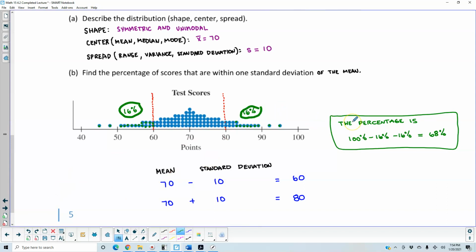Since we're looking for the percentage, we know the entire set of test scores is based on 100%. Then we subtract the two 16%, and that gives us 68%, which means that everything between 60 and 80 represents 68% of the scores that are within one standard deviation of the mean.